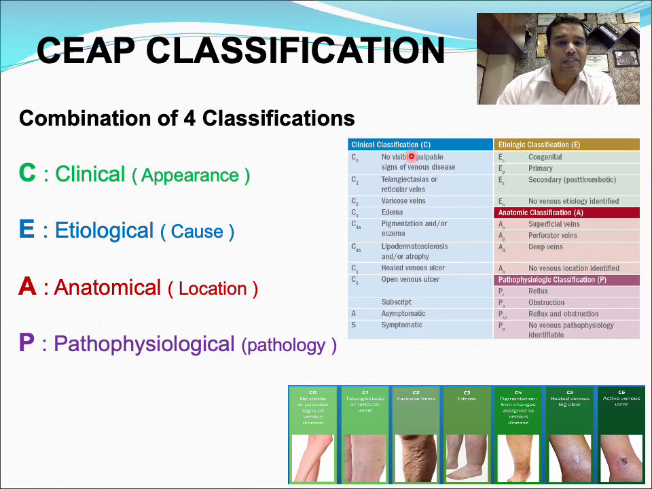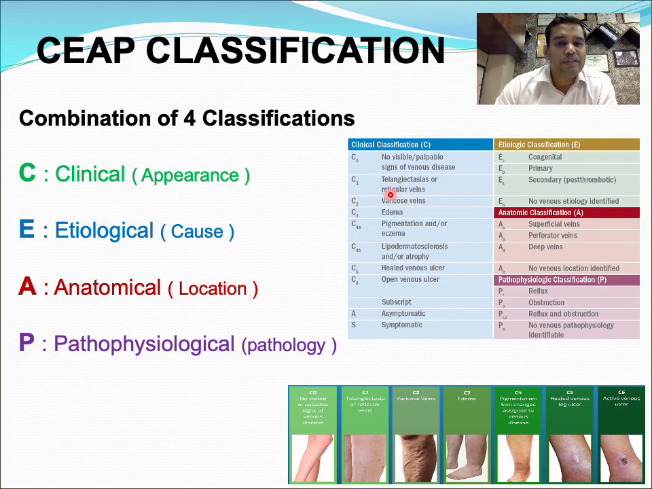In the clinical classification, you label it from C0 to C6. C0 is no visible or palpable vein, that is, no varicose veins. C1 is when you have a telangiectasia or a reticular vein, a prominent vein that you can see. You can see in this picture this small reticular, very thread-like or spider-leg-like appearance. C2 is proper varicose vein formation, when you have more than 3 mm dilated veins over the limb with tortuosity and dilatation, then it is called proper varicose veins.